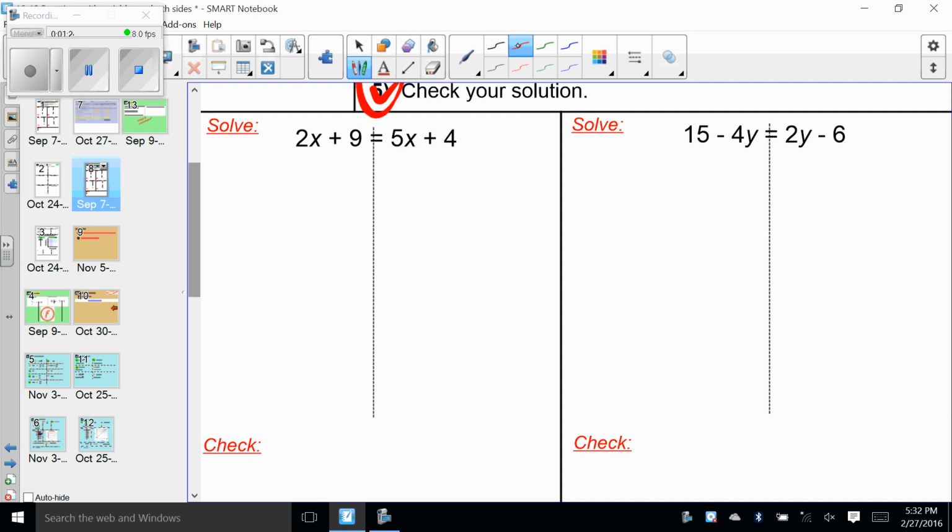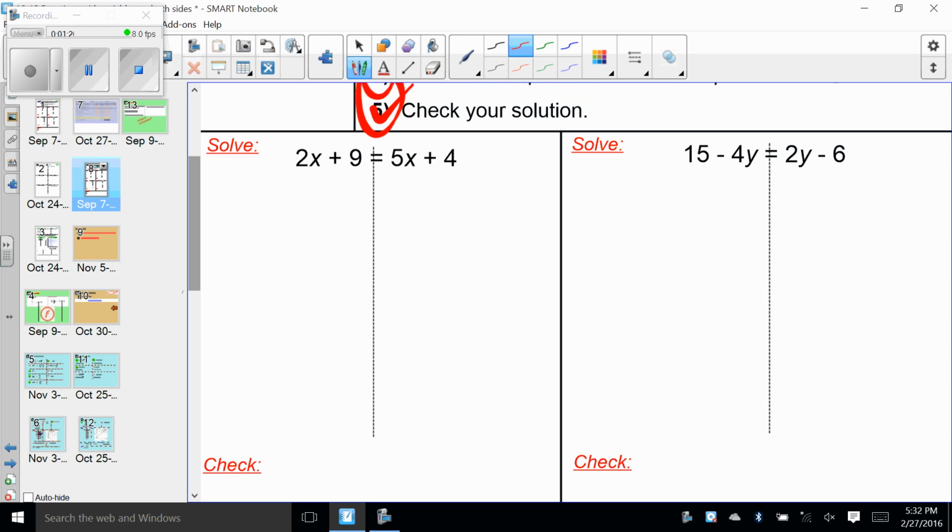So for our first example here, what we have is 2x plus 9 equals 5x plus 4. We don't have any parentheses, we don't have any stop, chop, chops, but what we do have is a variable on both sides of the equation. So when I look at the variable parts, I have 2x and I have 5x. I'm looking for the smallest variable. The smallest variable right now is 2x. So I'm going to get rid of that.